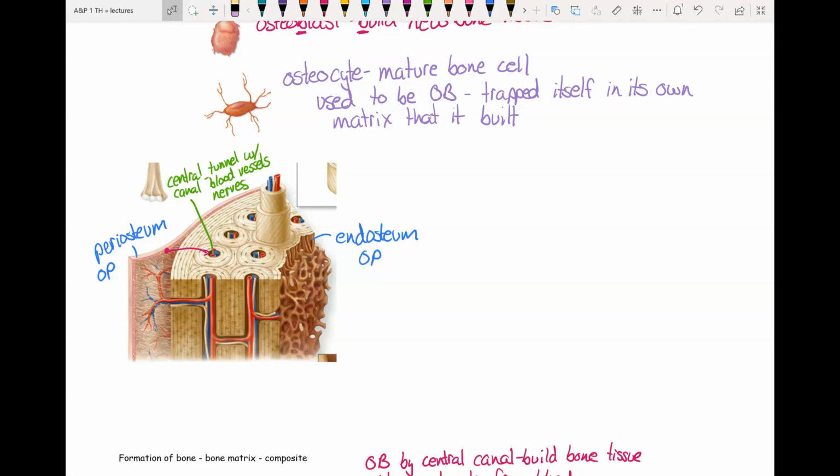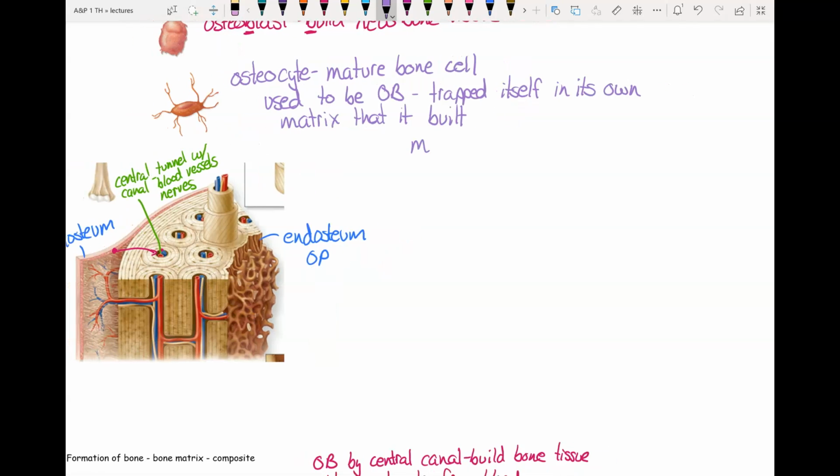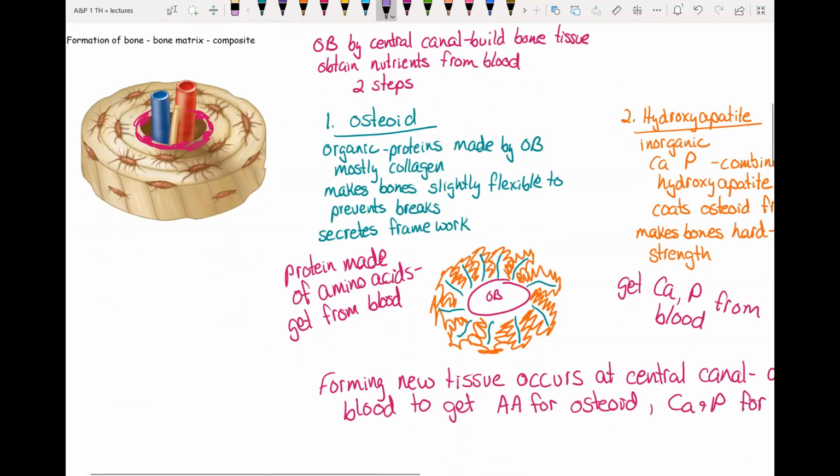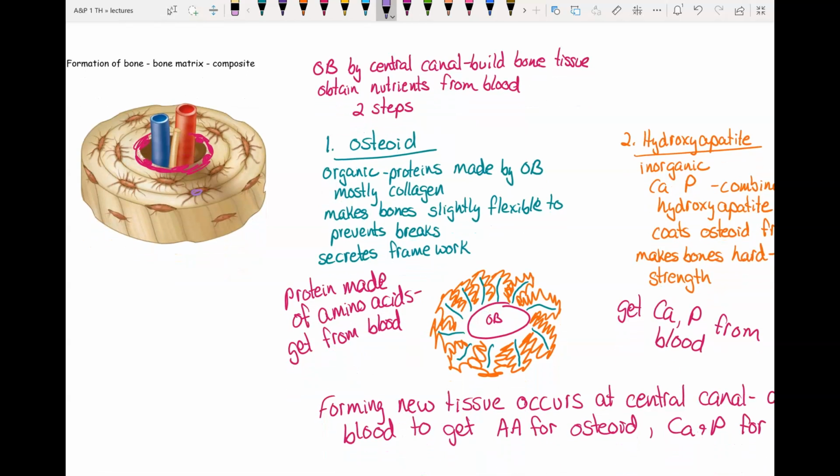But really, the job of an osteocyte is that it monitors the stress on bones. And we're going to talk more about that later, about stress on bones, but that's what they do. They're monitoring how much stress you subject your bones to. So down here, all of these are your osteocytes. So they used to be osteoblasts.